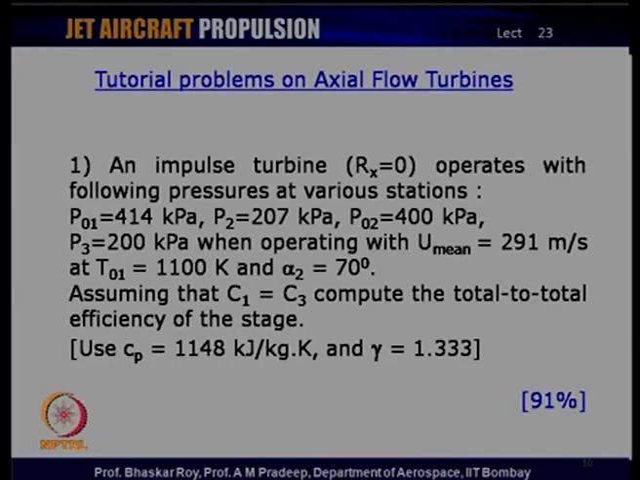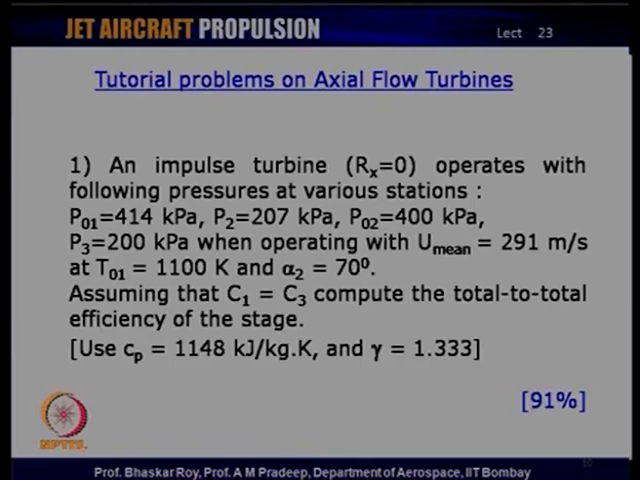The exit static pressure from the whole stage is given as 200 kilopascals. It operates with a rotating speed U mean at the mean of the rotor blade of 291 meters per second. The entry temperature given is a modest 1100 K, and alpha 2, the exit angle from the stator nozzle, is prescribed as 70 degrees. Again, it is assumed that C1, the entry velocity, is equal to C3, the exit velocity from the stage.